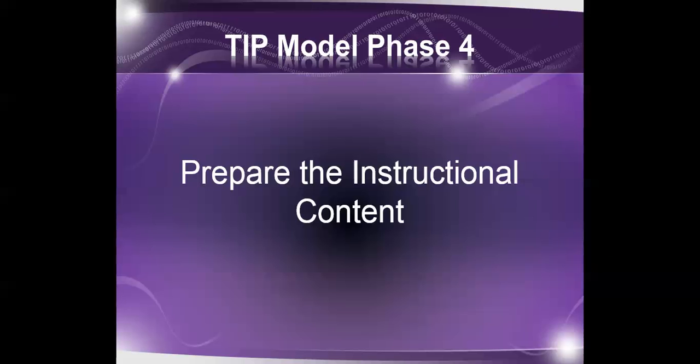Phase four of the TIP model is preparing your instructional content. During this phase, you want to make sure you have the essential conditions for effective technology use. Also make sure you have adequate hardware, software, media, and plenty of time to use all of the resources available. If there are any students with special needs, you want to make sure all their needs will be met.